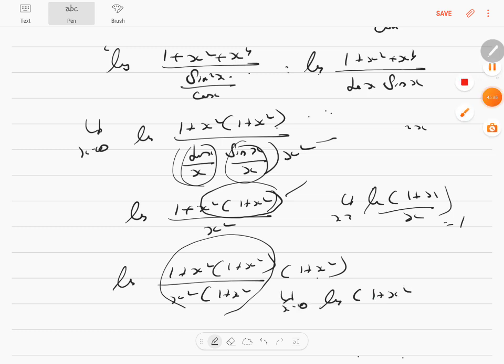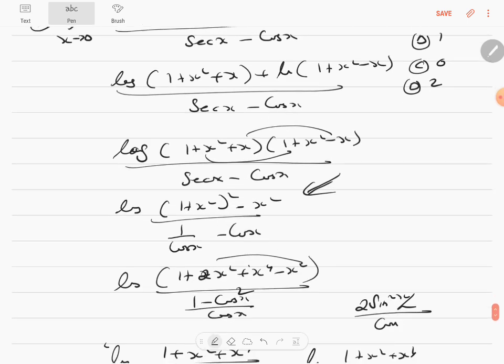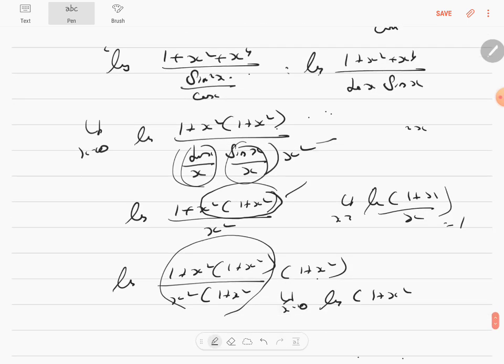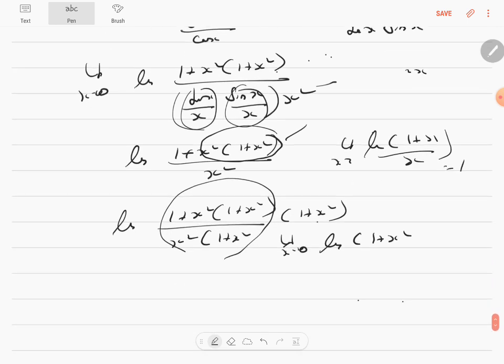And the options that I have are a is equal to -1, b is equal to 1, c is equal to 0, and d is equal to 2. I seem to be getting the answer as log 1 and so answer 0, but the marked answer is 1. So I'll have to figure out what I'm missing.